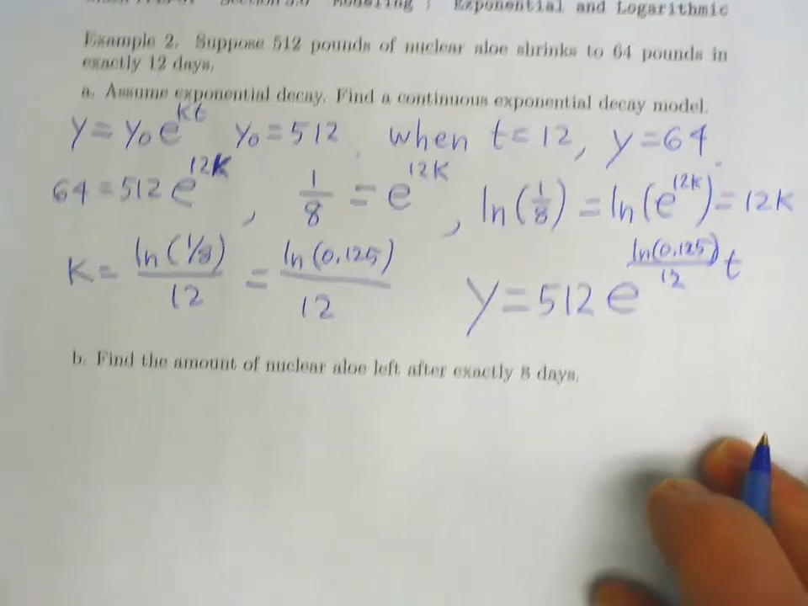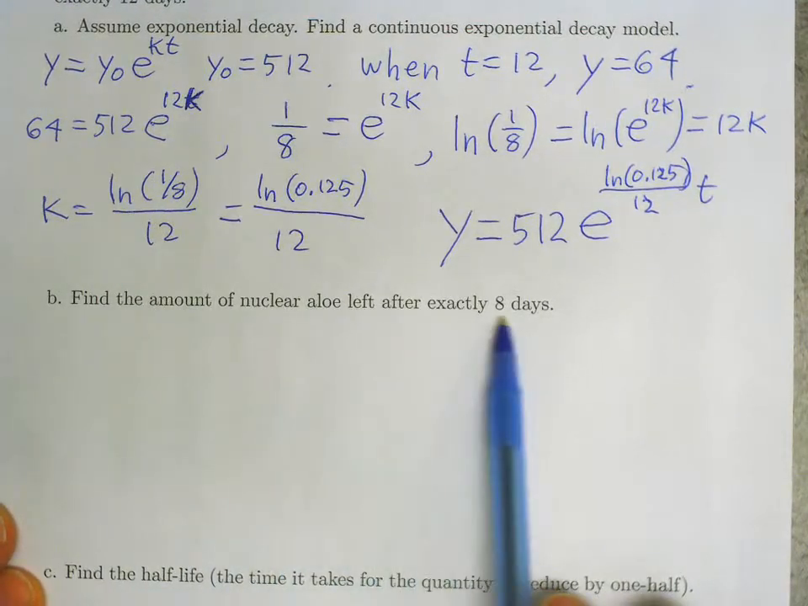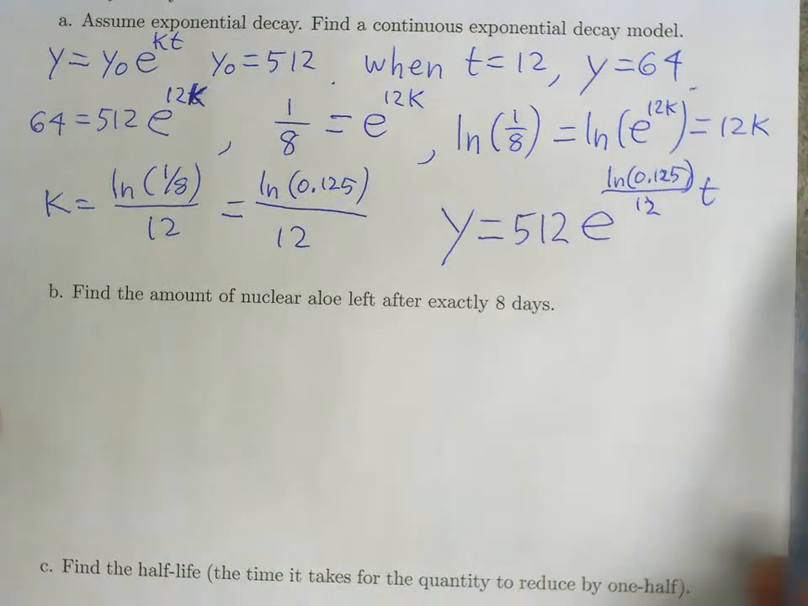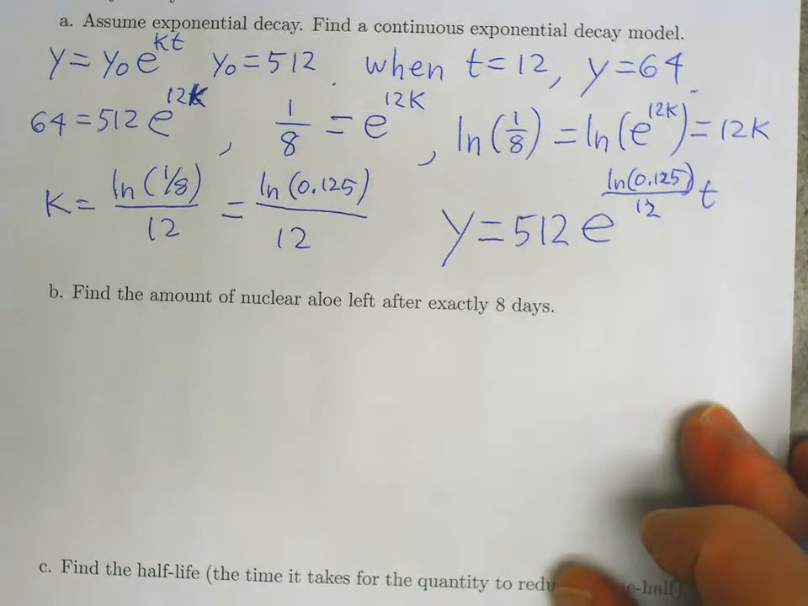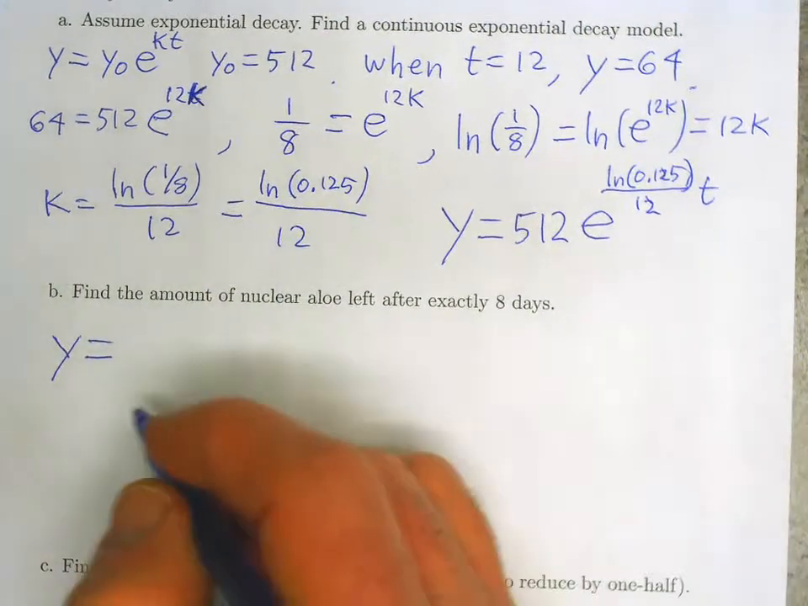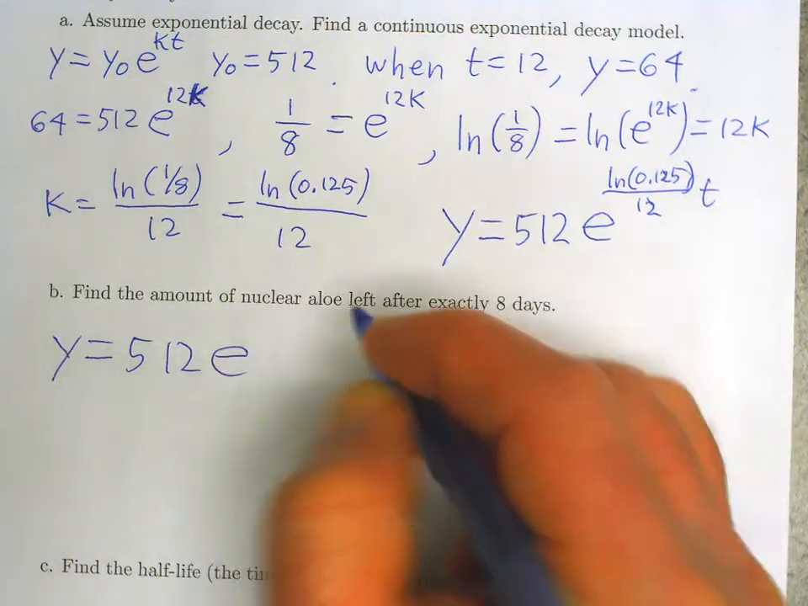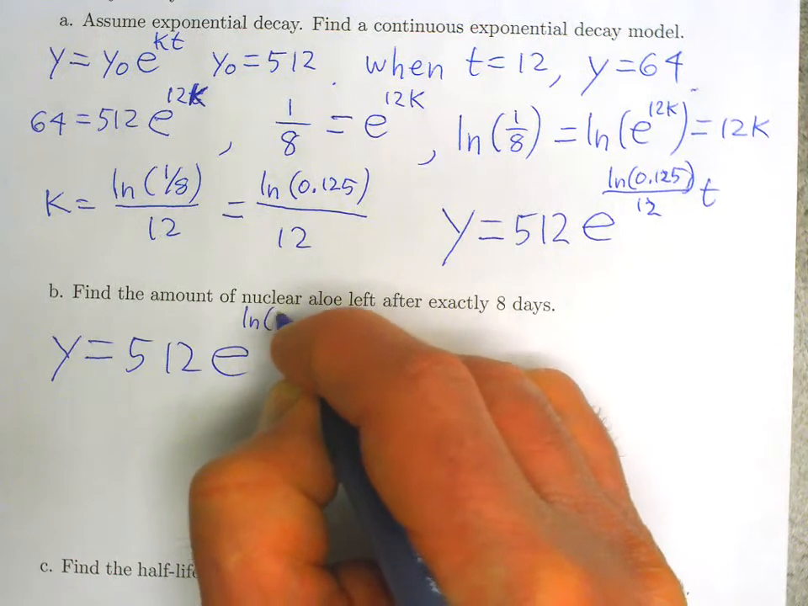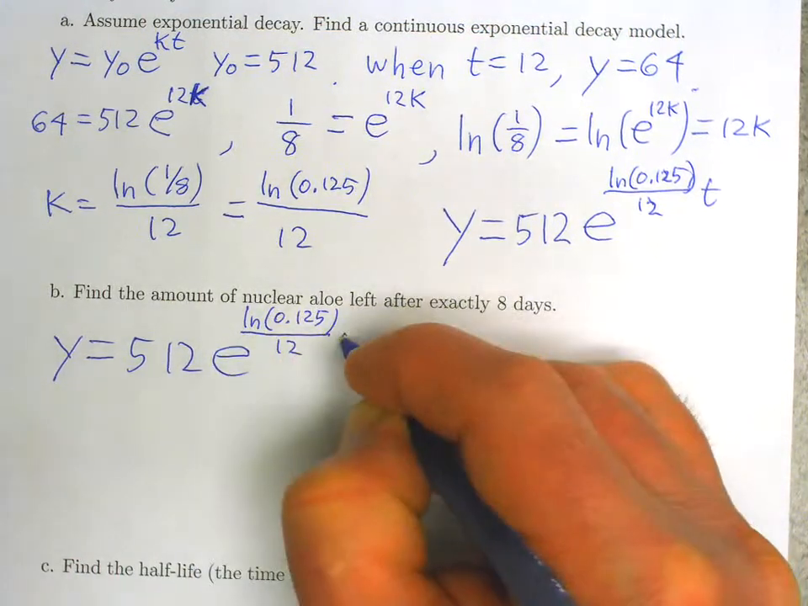Okay, then in part B, find the amount of nuclear alloy left after exactly 8 days. So all we have to do is replace t with 8. And our exact answer in raw form is y equals 512 times e to the natural log of 0.125 over 12 times 8.